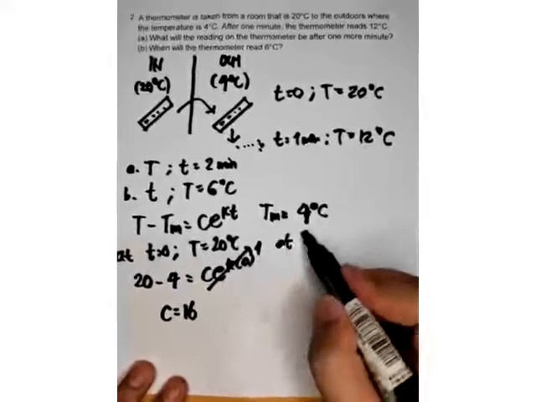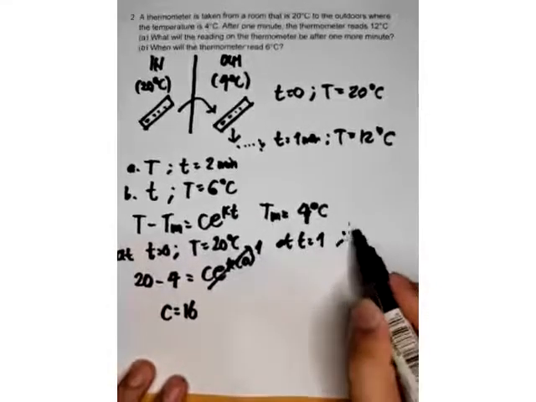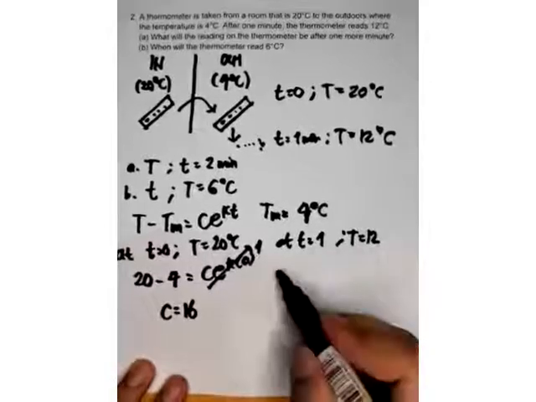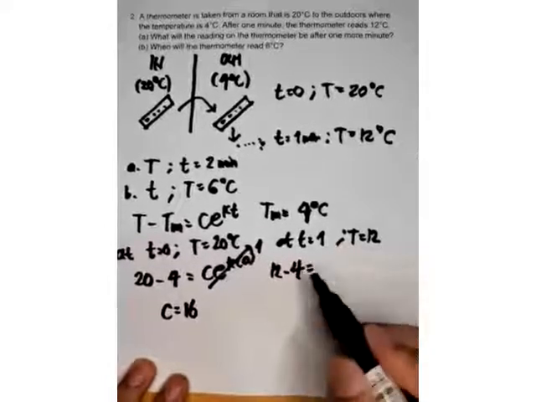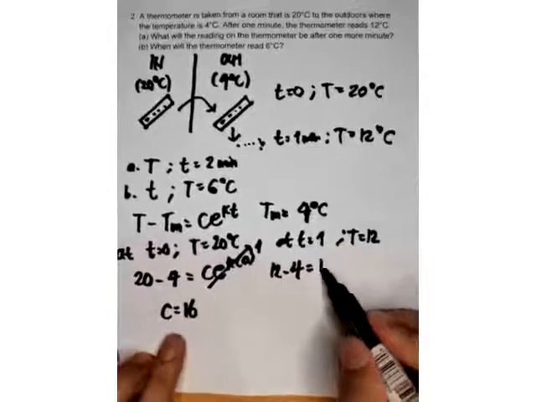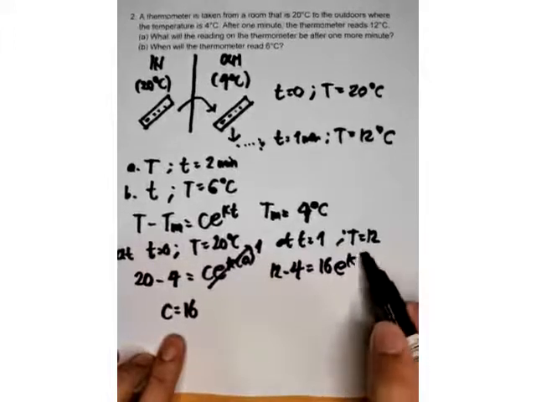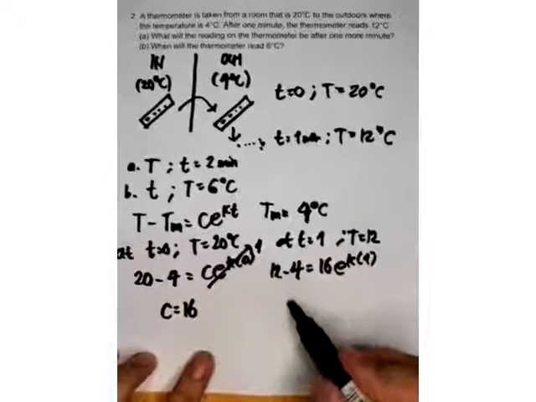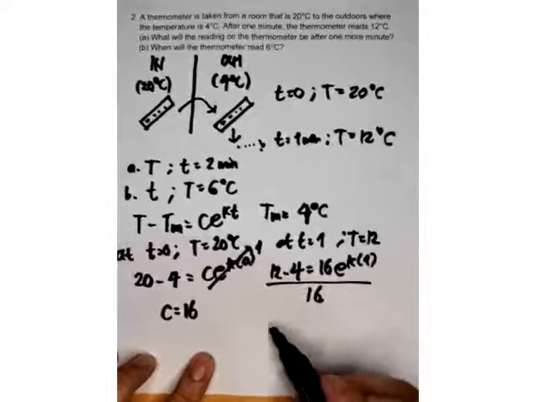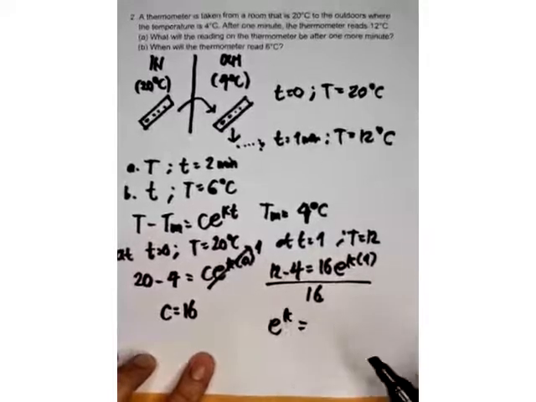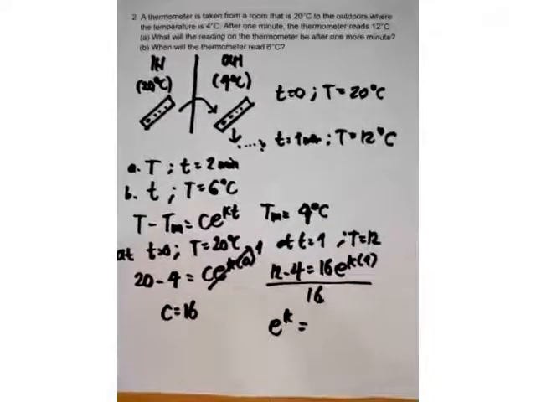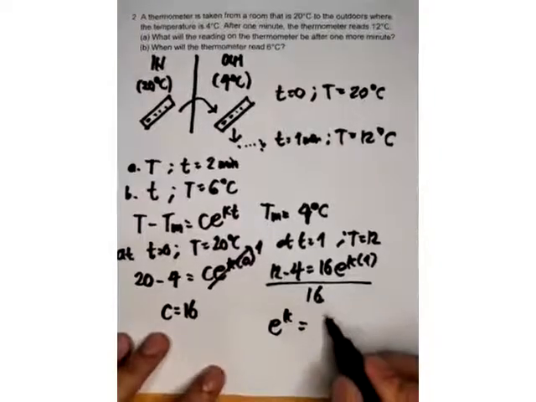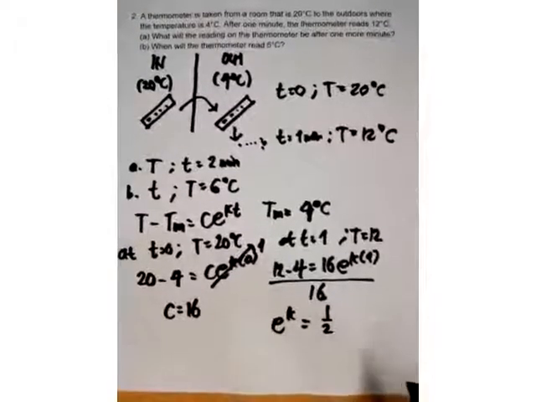Next, at T is equal to 1, the temperature reading is 12. So, we'll have 12 minus 4 is equal to, yung C natin ay 16, e raised to k times 1. So, kunin na lang natin e raised to k. So, divide natin to ng 16. So, e raised to k is equal to, okay, so that's 12 minus 4 divided by 16. So, 1 half. Okay, so that's equal to 1 half.